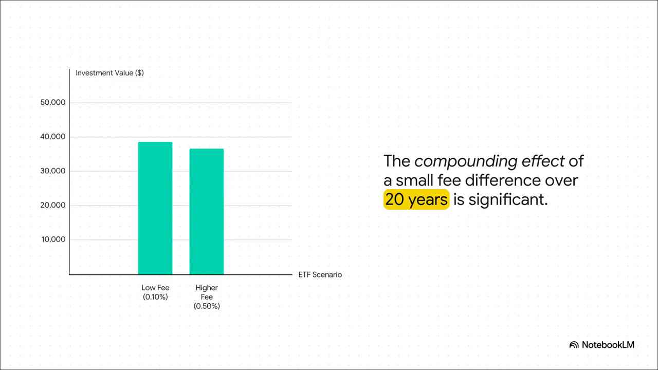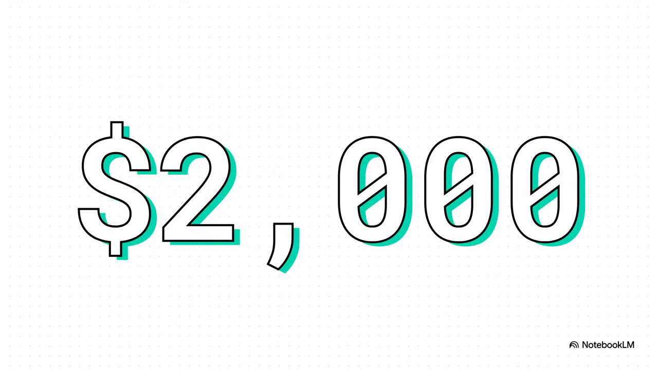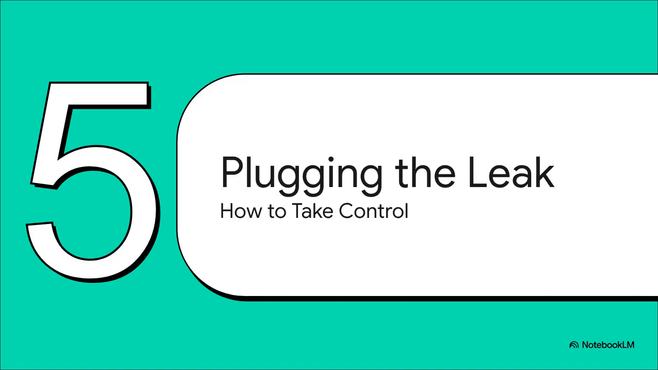That initial $10,000 in the low fee ETF, it would have grown to almost $39,000. Pretty good. But in the higher fee fund, it's only worth about $37,000. That's a $2,000 difference. $2,000, just gone. Not because of a market crash, not because of a bad investment choice, but simply because of that tiny 0.40% difference in fees. That is the power of the silent leak. It really adds up.